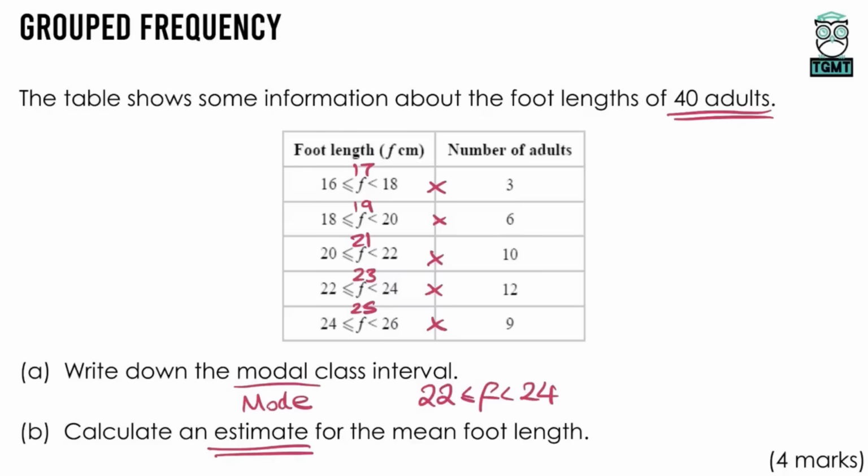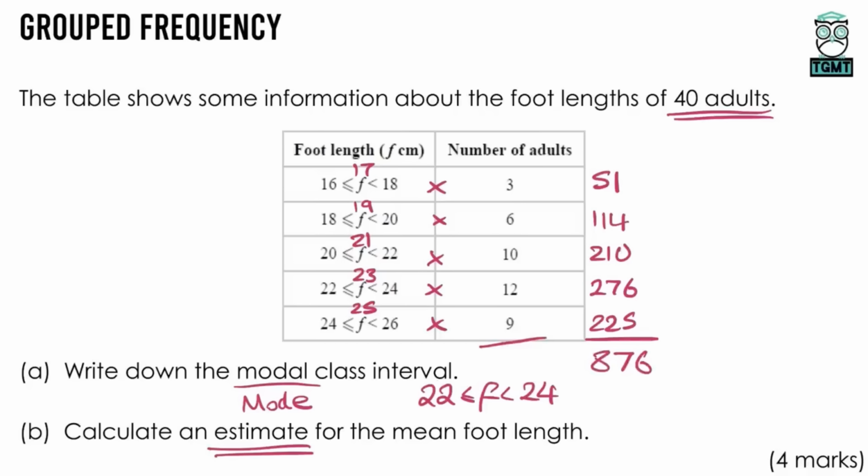So just typing these in on a calculator, 17 times 3 is 51, 19 times 6 is 114, 21 times 10 is 210, 12 times 23 is 276, and 9 times 25 is 225. Now we just need to add all of those together, so add them all up really carefully on your calculator. You don't want to miss a number or type it in too quickly. We get a total of 876.